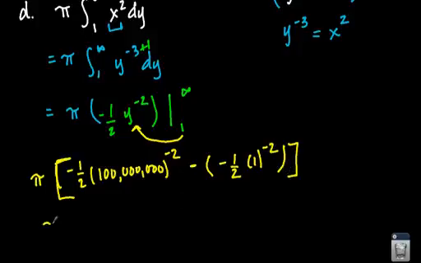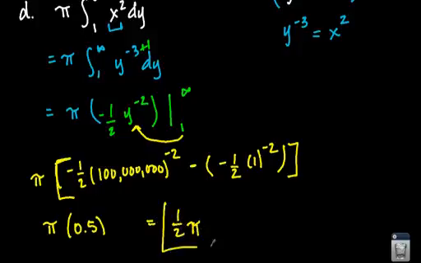Alright, so if we go ahead and put this in our calculator, we end up getting negative 0.5 times 100 million to the negative 2 power minus negative 0.5, which is positive 0.5, and I end up getting pi times 0.5, which means that my volume is half pi, or 0.5 pi. So that is how you do 4D. Alright, so that is all for number 4.